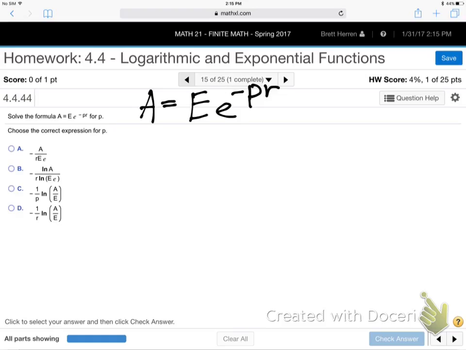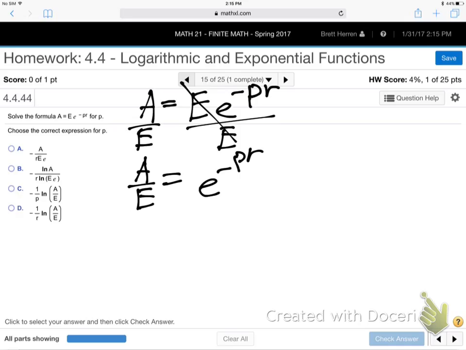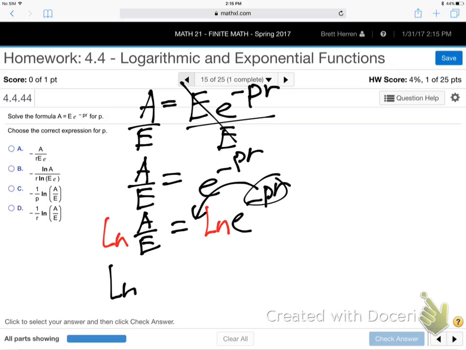So you guys getting that okay? So first step, divide by that capital E. Boom. Capital A over capital E is E to the minus PR. Good so far? So you get the base to the power thing alone first. Then you take the ln of both sides. That's what's going to bring the power down, right? So ln of both sides. Ln here, ln there. Okay, so capital A over E, E to the minus PR. And then the power drops down, right? So we got ln of A over E equals minus PR. And then the ln E is just one, so that's gone.